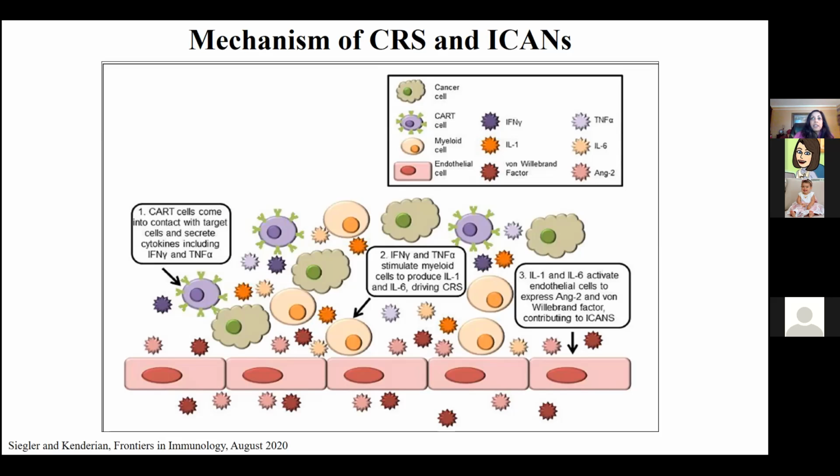IL-1 and IL-6 then activate the endothelial cells to express various factors that then contribute to ICANS by allowing disruption of the blood-brain barrier and passage of these cytokines as well as the CAR T cells into the CNS. Also, one thing that's not mentioned in this graphic that has been seen in some of the primate models is that there is significant T cell trafficking, which is helped along by various integrins. So VLA4, some of these T cell trafficking structures that can help the T cells actually bind and roll into and beyond the blood-brain barrier.